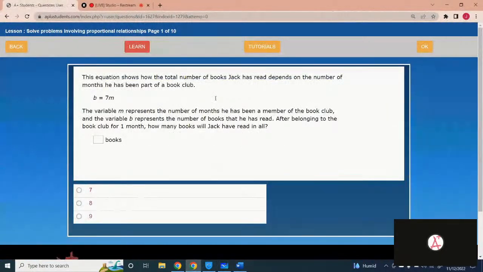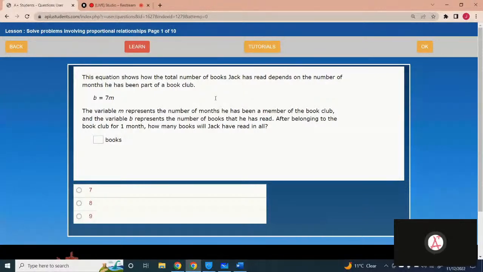Yes, very good. Okay, this equation shows how the total number of books Jack has read depends on the number of months he has been part of a book club. B equals 7M. The variable M represents the number of months he has been a member of the book club, and the variable B represents the number of books that he has read. After belonging to the book club for 1 month, how many books will Jack have read in all? Got it?